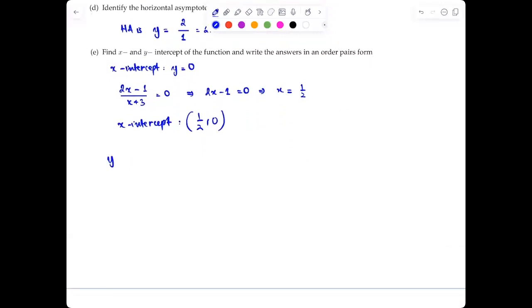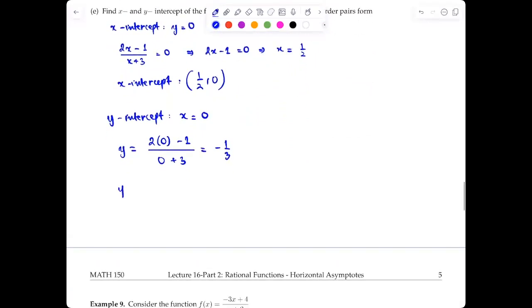And for y-intercept, you set x equal to 0 and you solve for y. So y is equal to 2 times 0 minus 1 divided by 0 plus 3. So you get -1/3. So the y-intercept is 0 comma -1/3.